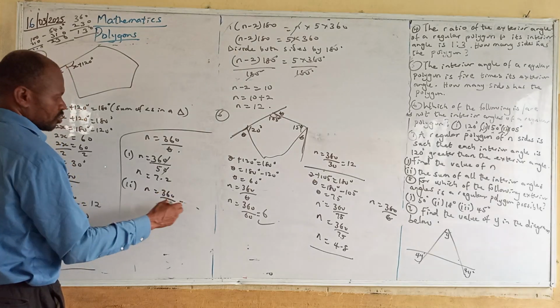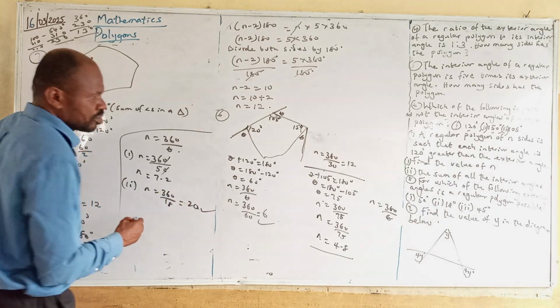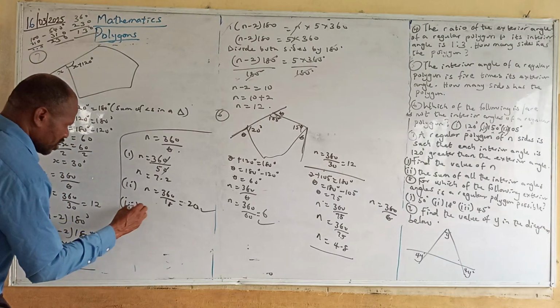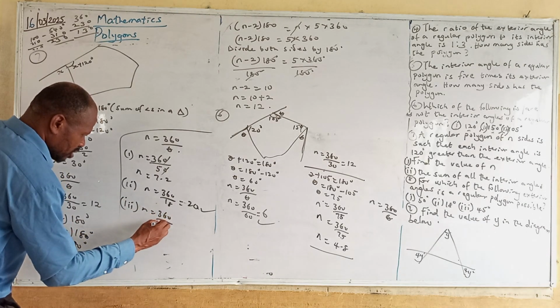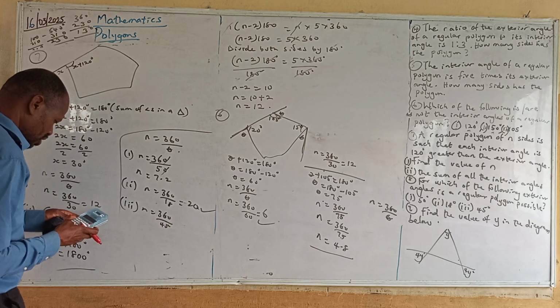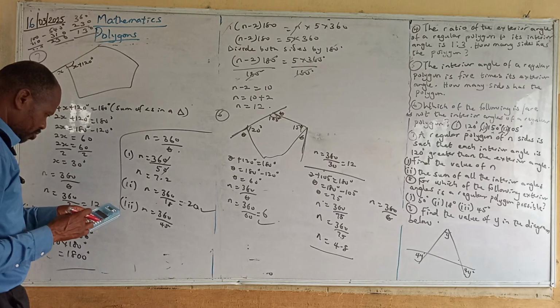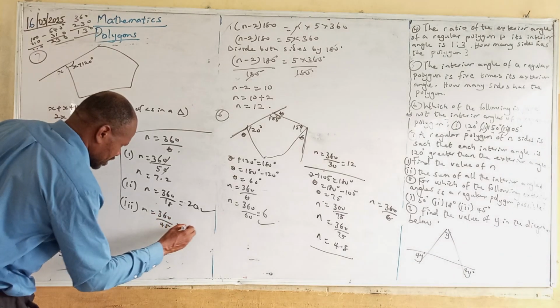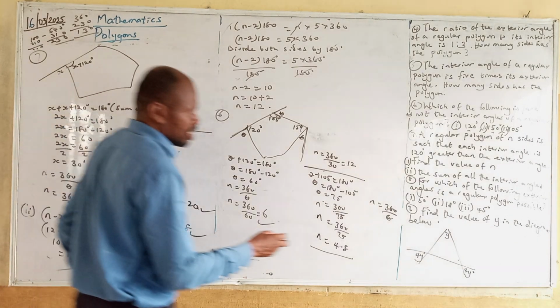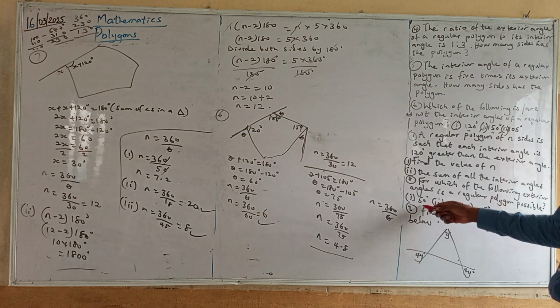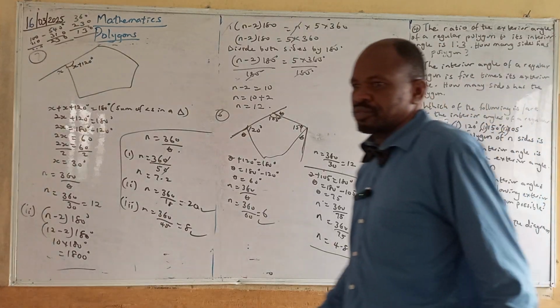Then the other one, n equals 360 over 18. This is 20, and this is possible. Then the last one, the exterior angle is 45. Let's quickly check 360 divided by 45. That is 8. So it's possible. So that means this is possible, and this is not possible.